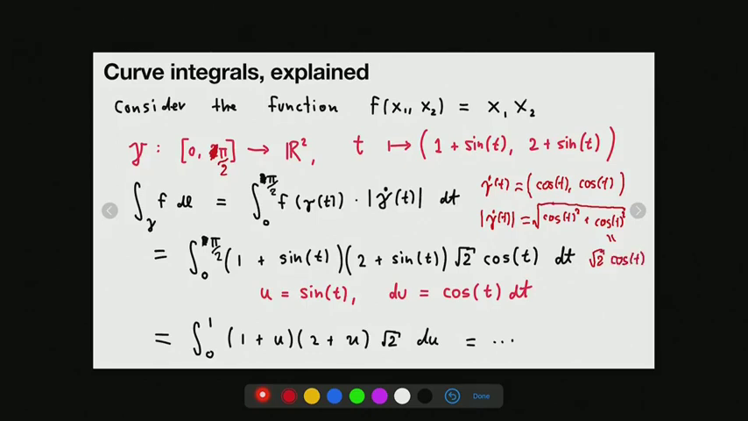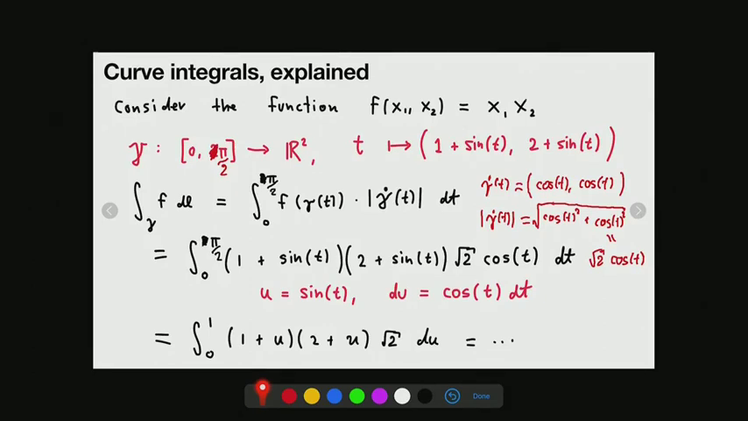Fine. So with that in place, we can now plug in the function values of f, the values of the curve and the speed, and we get the following integral from 0 to pi over 2. We get 1 plus sine of t, that's the first coordinate. We get 2 plus sine of t, that's the second coordinate. And then the speed, square root of 2 times the cosine of t.